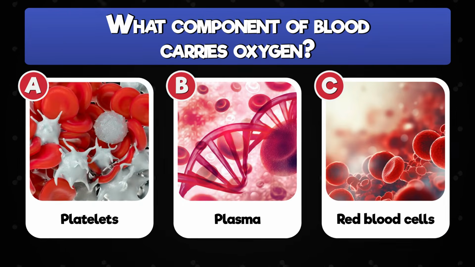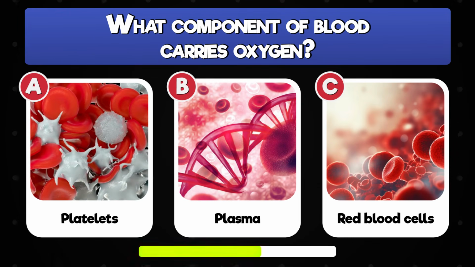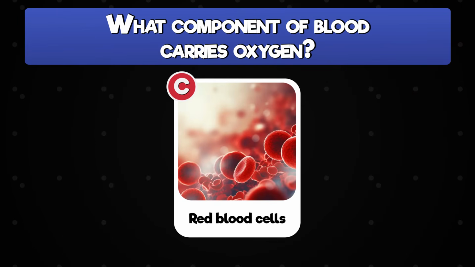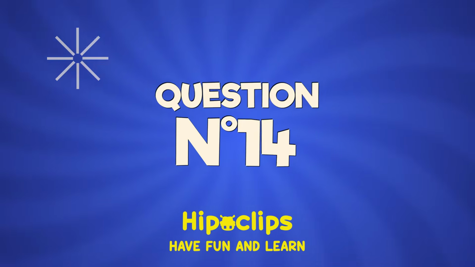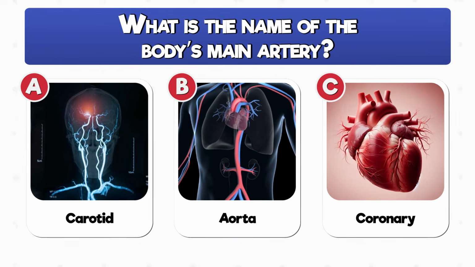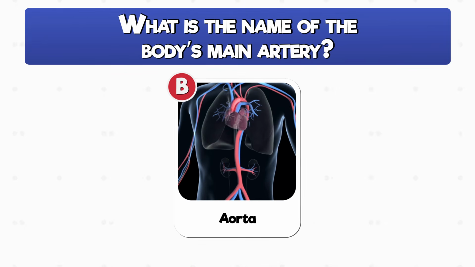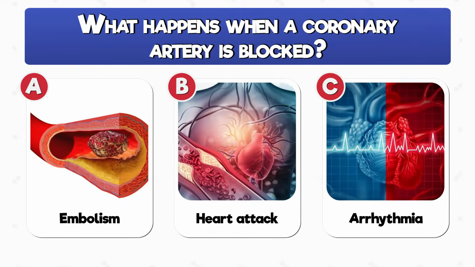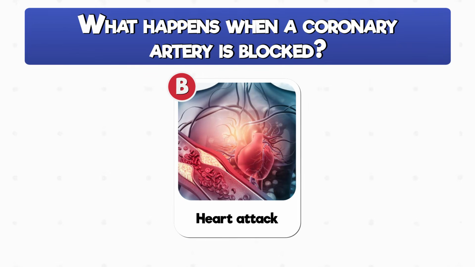What component of blood carries oxygen? The red blood cells. What is the name of the body's main artery? Aorta. What happens when a coronary artery is blocked? A heart attack.